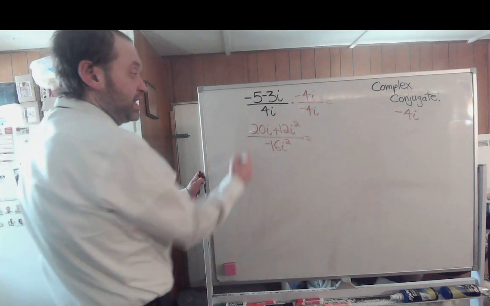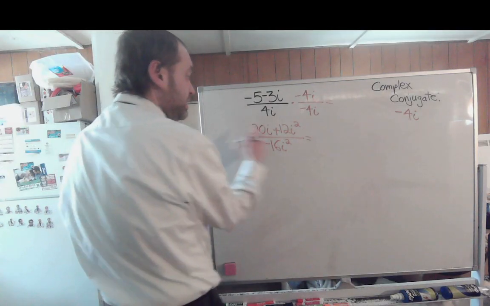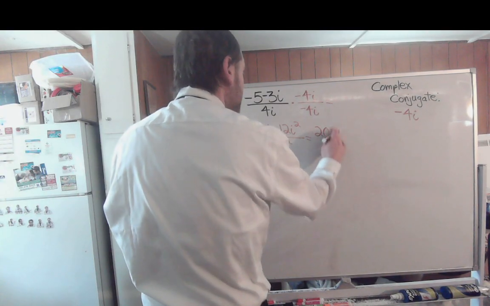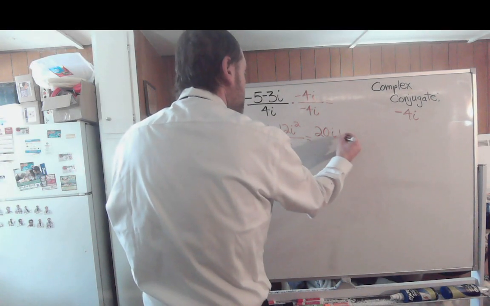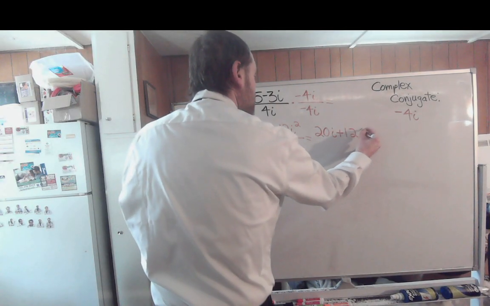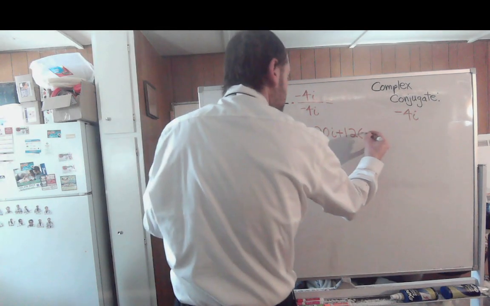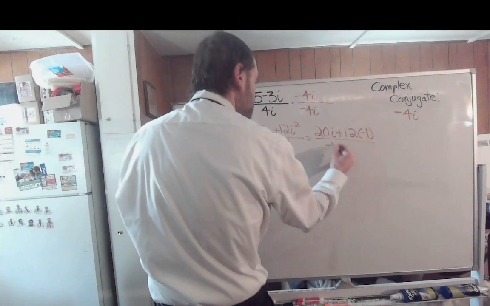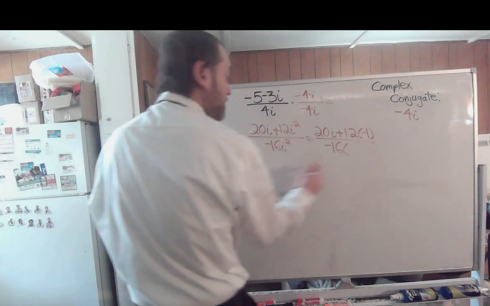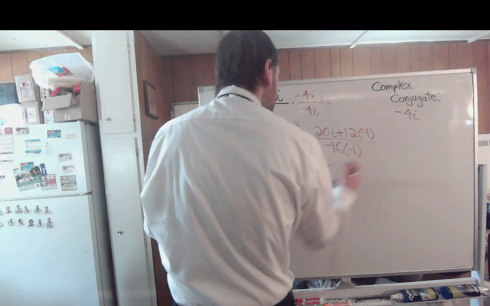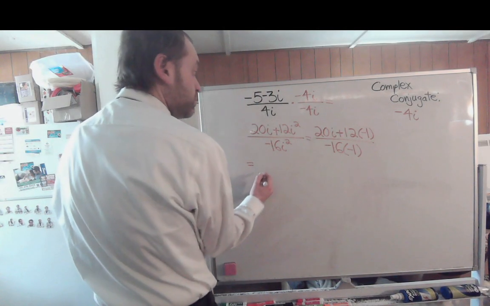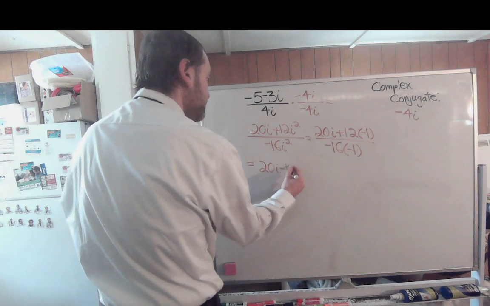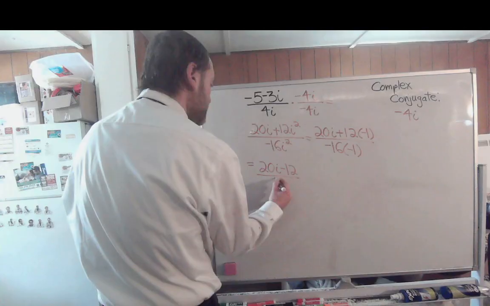So let's simplify this. You'll have 20i. Make sure I write the i, that's very important. Plus 12 times what is i squared? That's negative 1. All over, then you have negative 16 times what is i squared? That's negative 1. Which would end up giving you 20i minus 12 all over positive 16.